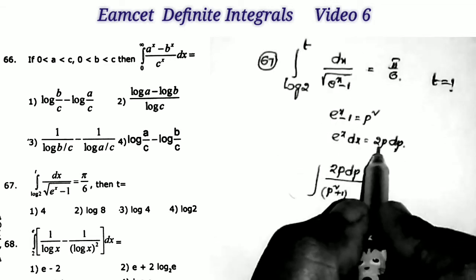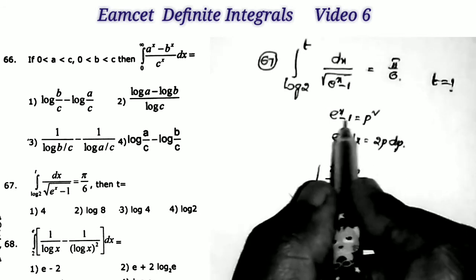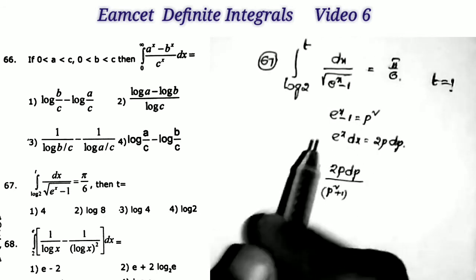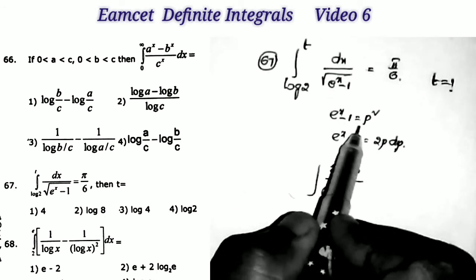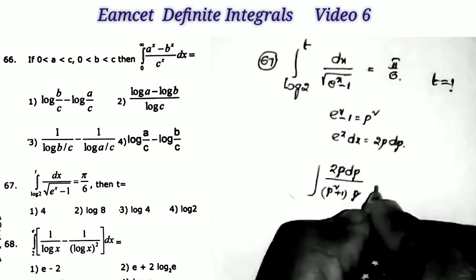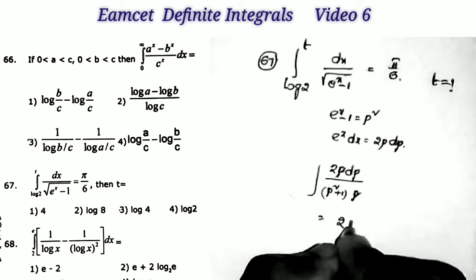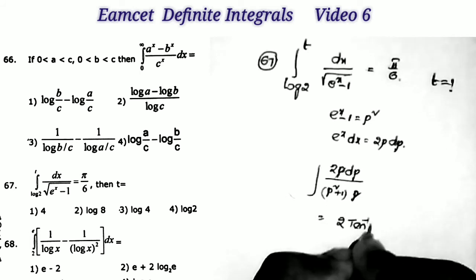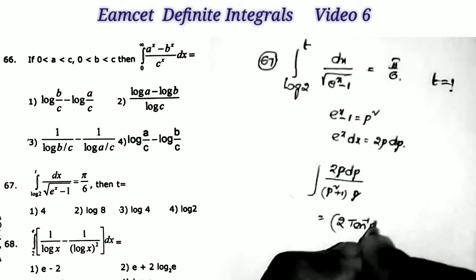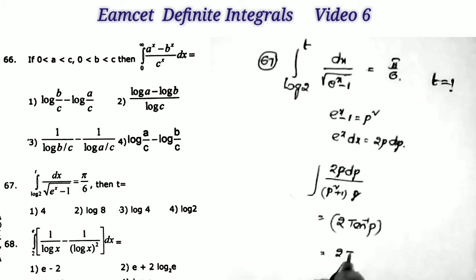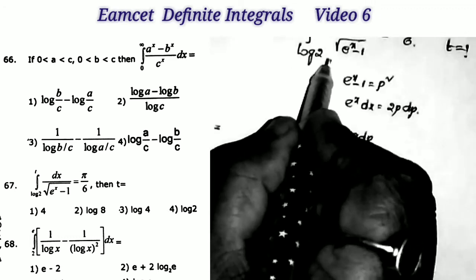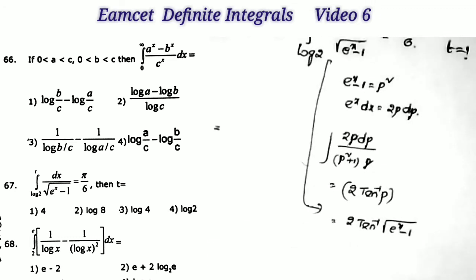What is dx value? 2p dp by e power x. What is e power x? e power x is equal to p square plus 1. Square root of e power x minus 1 is equal to p. Therefore, the integral is equal to 2 into 1 by 1 plus p square, that is tan inverse p. So the answer is 2 into tan inverse of p, where p is square root of e power x minus 1. This is the integration answer of the given question.